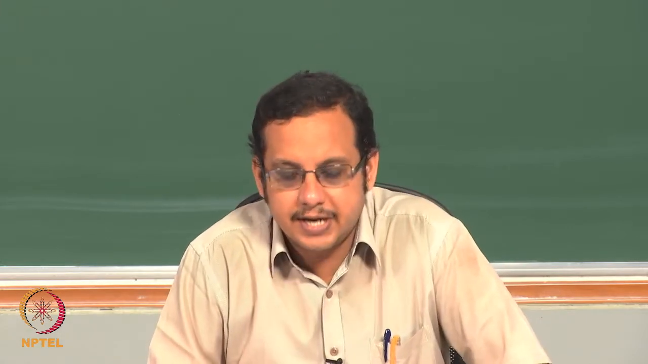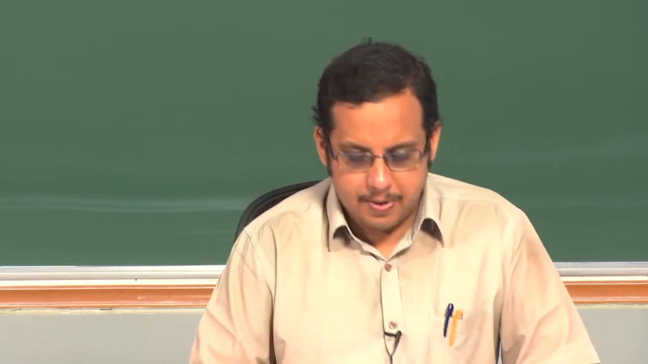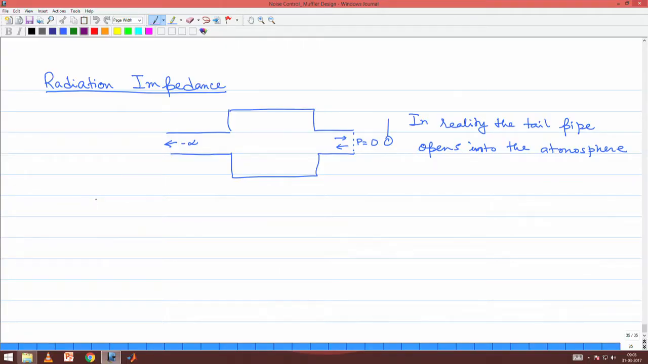In the last class we introduced to you the notion of radiation impedance. In particular, it was emphasized that if we set the condition that acoustic pressure equals 0 at the outlet, then that would mean a perfect Dirichlet condition, and that would not lead to any transmission, it would lead to a complete reflection. So, that is something that we need to make amends for.